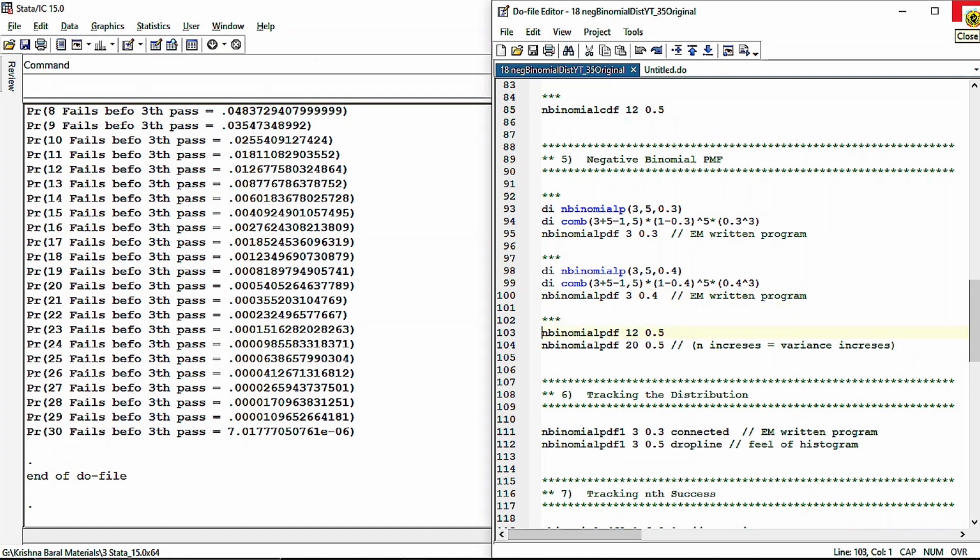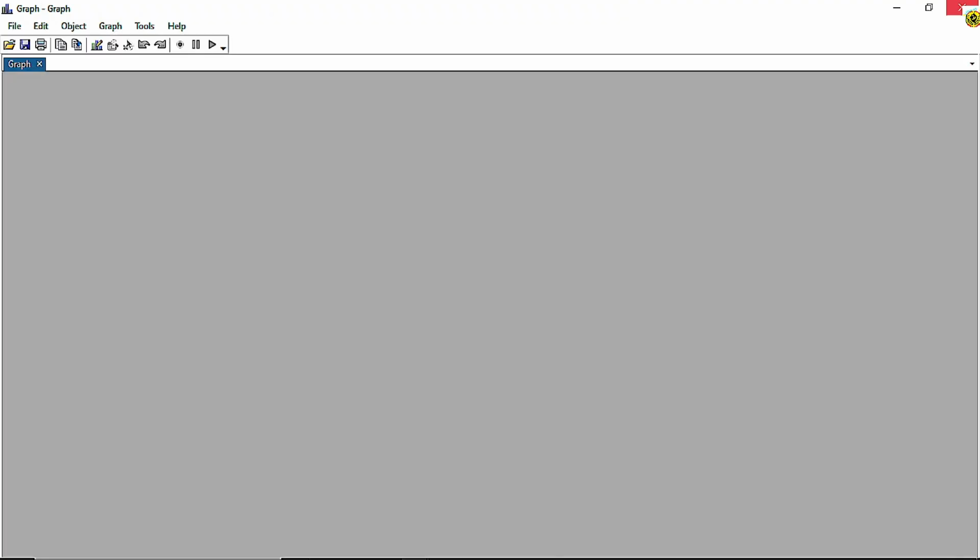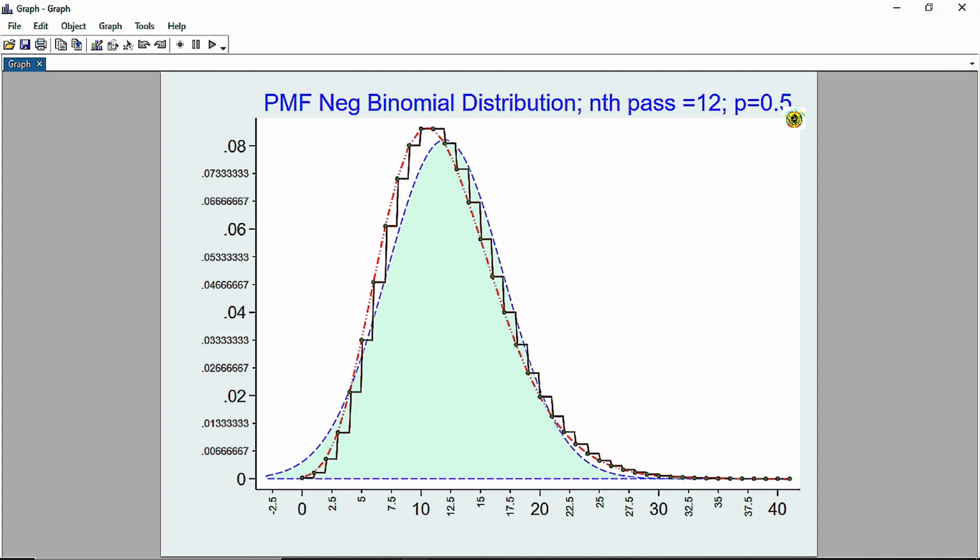Similarly, we can provide any other inputs for n and the probability of success. So here we want the 12th success. What is the probability of getting the 12th success if the probability of success is 0.5? We have increased the probability to 50%. At the backdrop, we have the normal distribution, and this is the graph for the negative binomial distribution. So the probability of getting the 12th success after so many failures; after 10 failures, this is the value. It's nearly 9% or something, and so on.